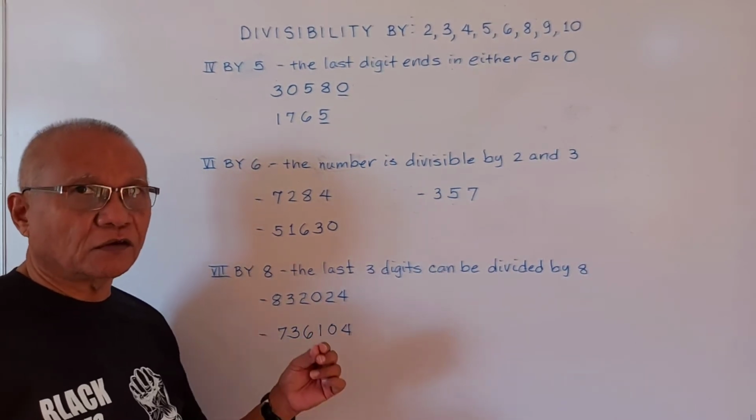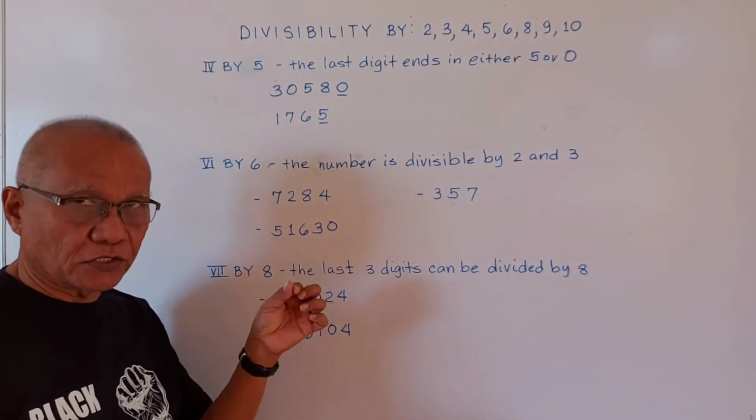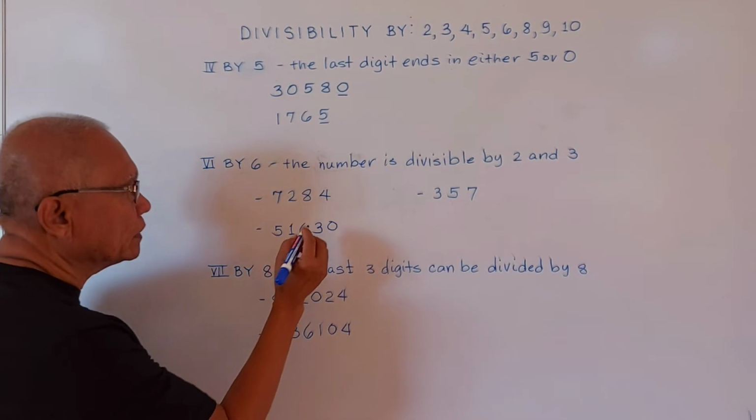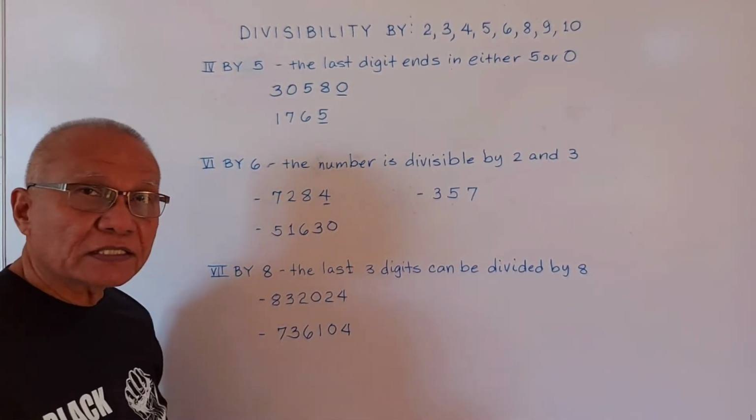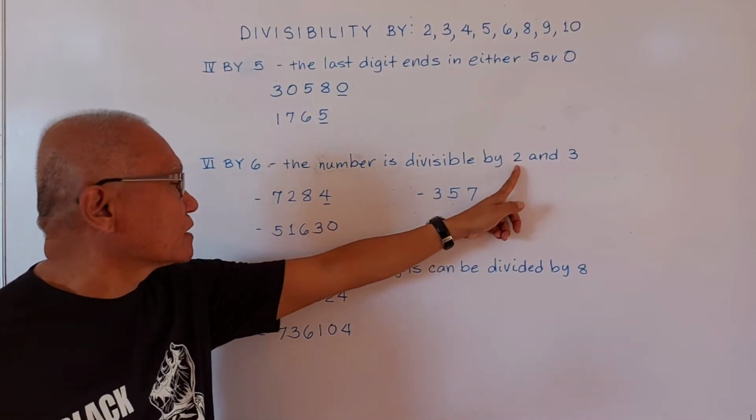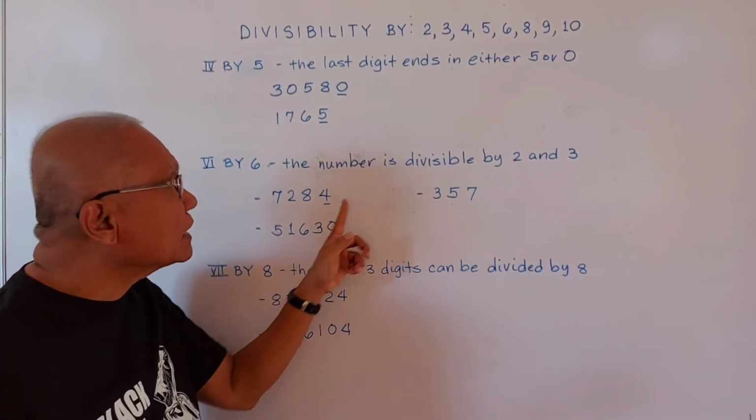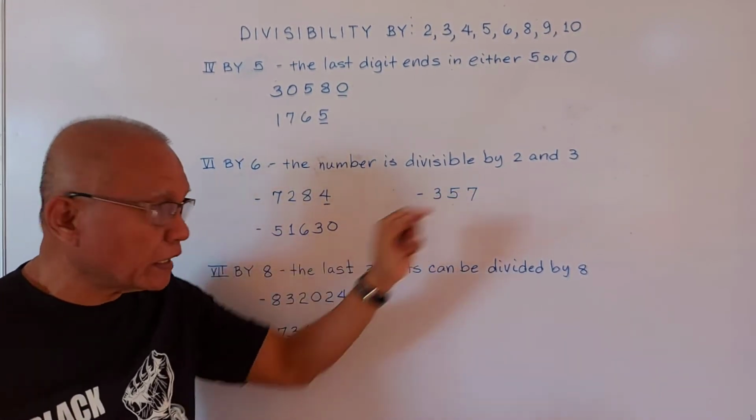Then we check if it is divisible by 3 by adding the digits. So here, we see that this is 4. It means that we can divide this by 2. That passes our test. Now, let us test this number with respect to divisibility by 3.